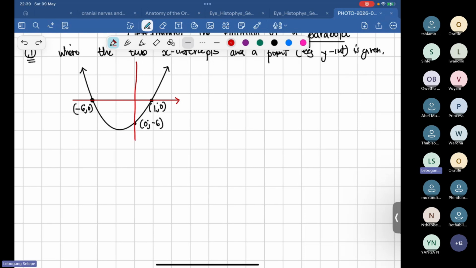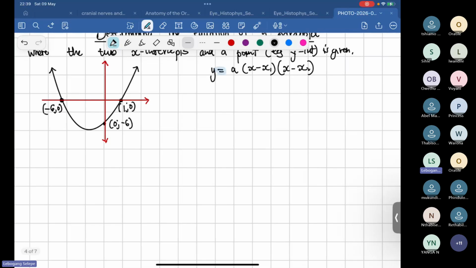Now, you need to know this. When we determine the equation of this parabola, we will use this equation where y is equal to a(x minus x1)(x minus x2). We use this equation to determine the equation of a parabola that has the given two x-intercepts and any other point. It could be the y-intercept, but it must be any other point on the graph. It cannot be the x-intercept again. So it has to be any other point.